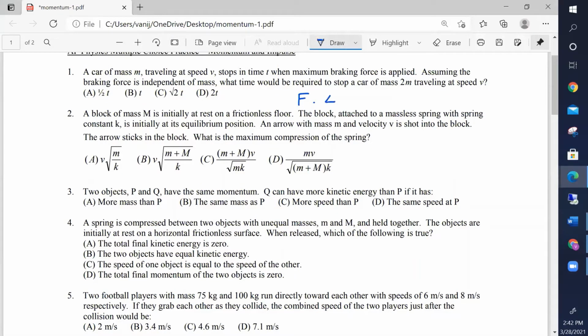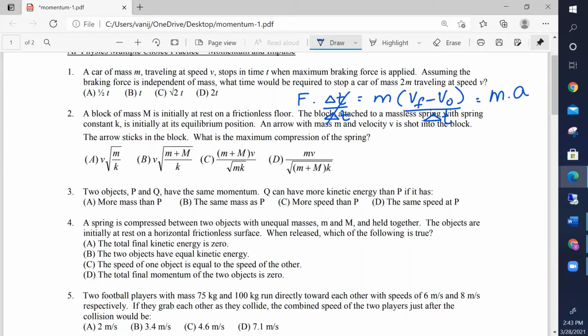F times delta t is equal to m times (vf minus v naught). Keep in mind that the impulse momentum theorem is simply a rearranged form of Newton's second law, because if you divide by delta t on both sides, this is simply F is equal to m times (vf minus v naught) divided by delta t. So this simply becomes m times a, because (vf minus v naught) over t is acceleration.